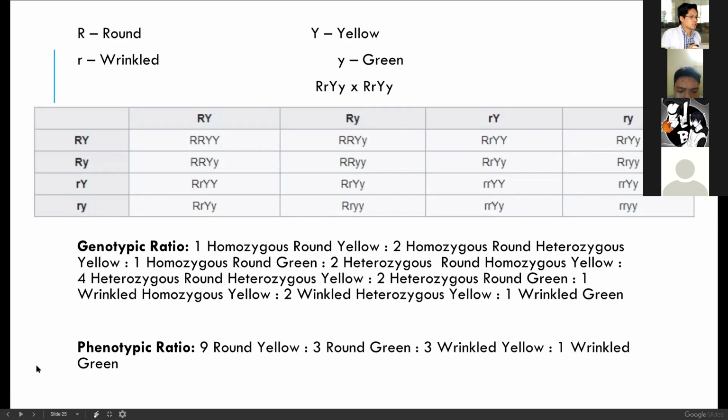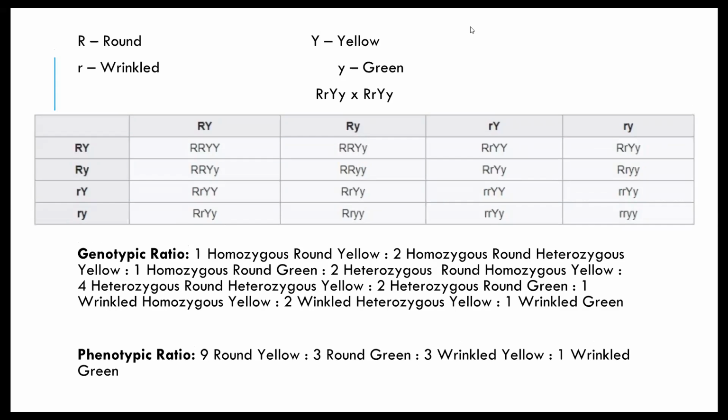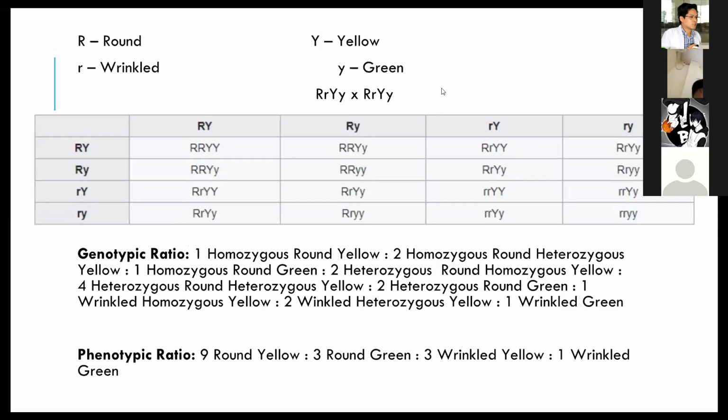Like for example, the cross between a heterozygous round. Are you still with me? Yes, sir. Okay. A cross between heterozygous round with heterozygous yellow to a heterozygous round again and heterozygous yellow. So what would be the result? Okay. Sure. Where did they get this?